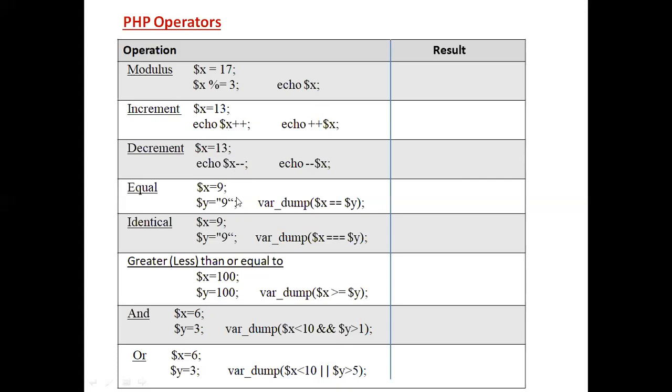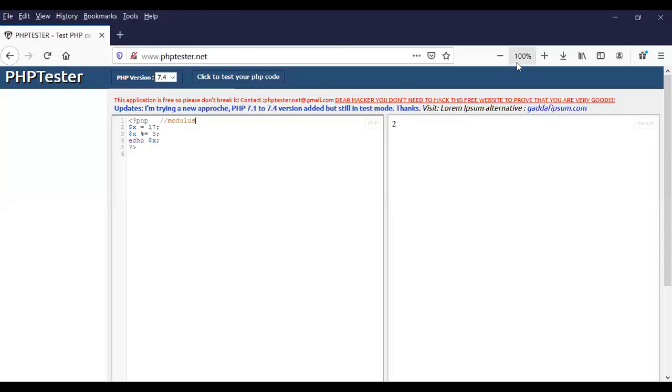For equal, you have to write 2 equal signs. For identical, you have to write 3 equal signs, and then we will see what the difference is. And then the greater than or less than signs here. This is greater than or equal, or less than or equal. We will test it. Then you have logical and, or logical or. Okay, so let's go to the compiler and check.